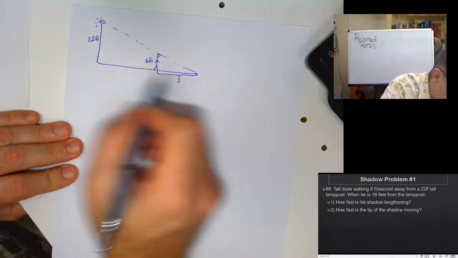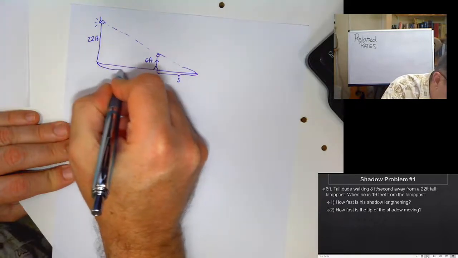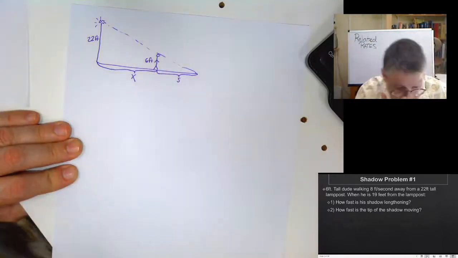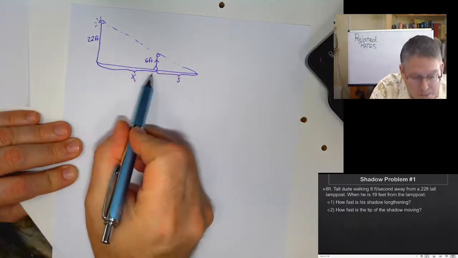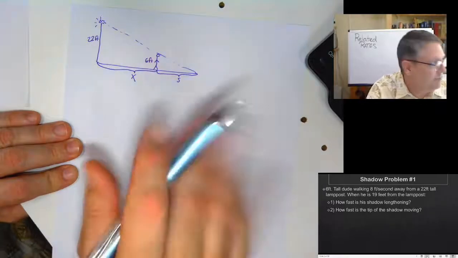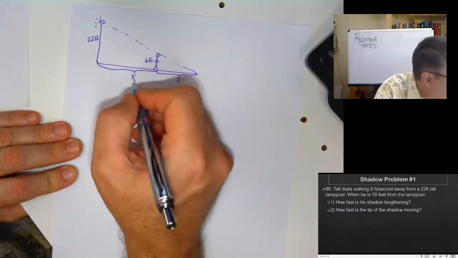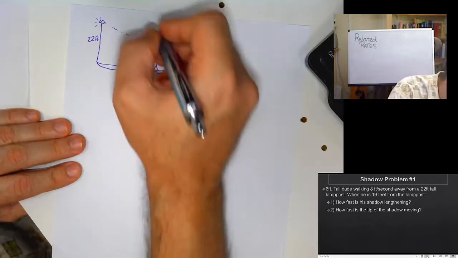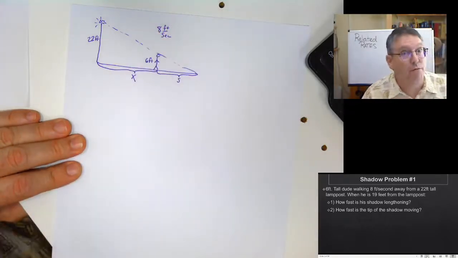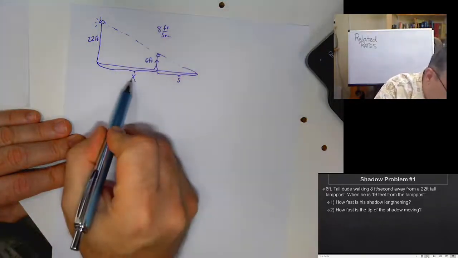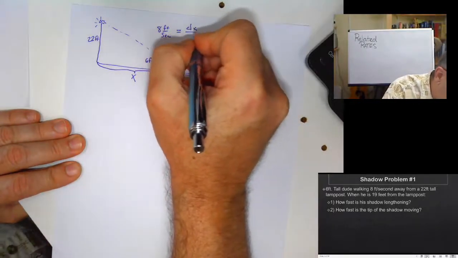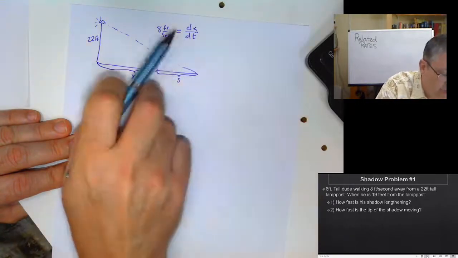And then so we got the length of the shadow, and then we have the distance that the guy is traveling, and that's x. And the distance the guy is traveling, the distance from the lamppost, is the distance we already know the rate of change of, right? Because we know that the guy is walking at 8 feet per second. And that's a rate of change, right? And so the x is changing at 8 feet per second. So now we know dx/dt. That's the rate of change of x with respect to time.